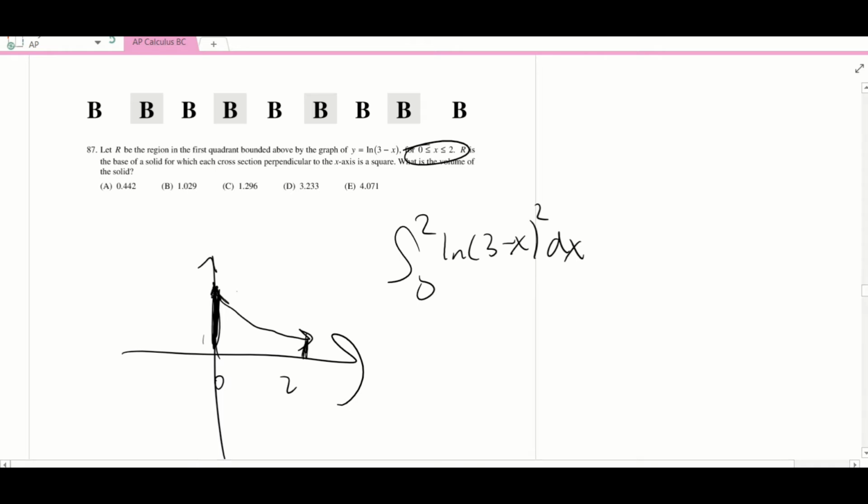We can go to math, which is underneath the alpha key. We go to math and we scroll down to number 9, fnInt. We set the lower bound to 0, the upper bound to 2, and we just plug in the natural log of 3 minus x, squared, dx. And it gives 1.0291, so it's just B.